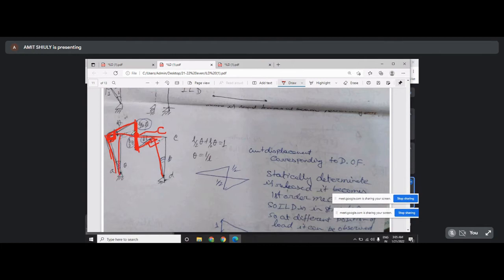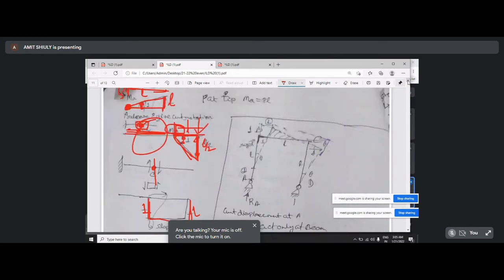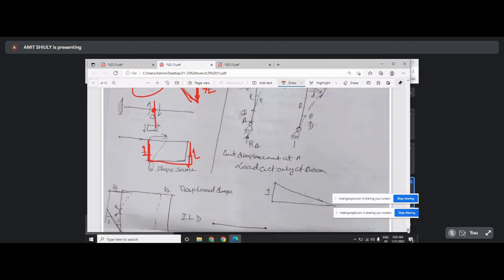So from geometry you can determine what will be the angle, what should be this value; this summation is 1. If this is 90 degree, you have to maintain this 90 degree. So this is how we can easily determine the bending moment and shear force for this one.